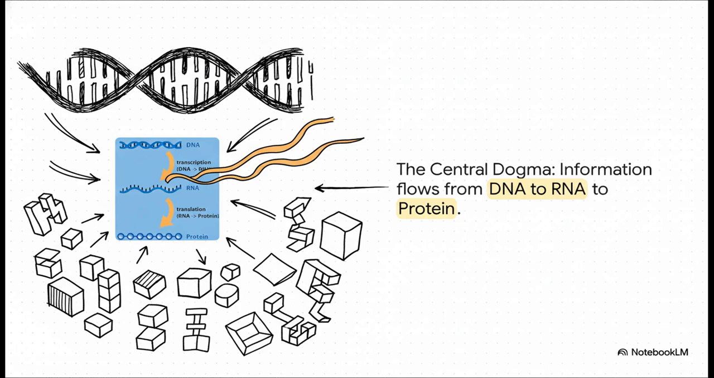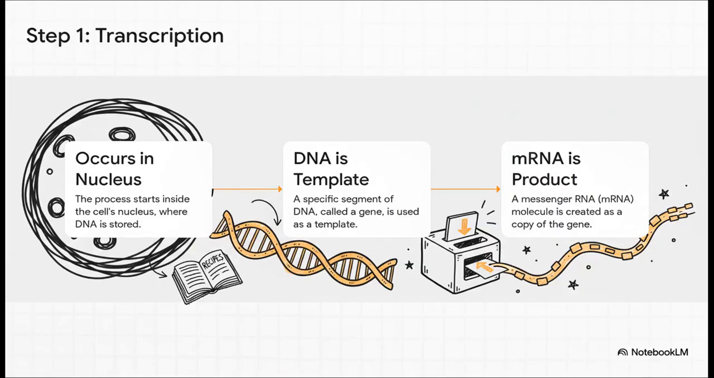This right here is the fundamental workflow of life. The DNA holds the permanent master plans. To actually build something, a temporary copy of one of those plans is made. That's RNA. And then that copy is taken to the factory floor to build the final product, a protein. So the very first step is called transcription.